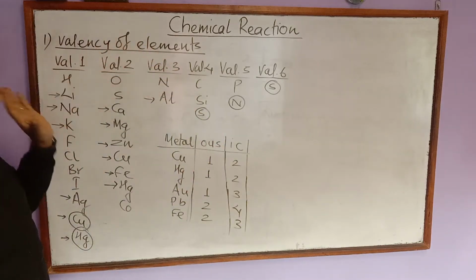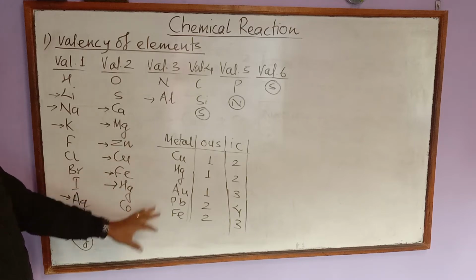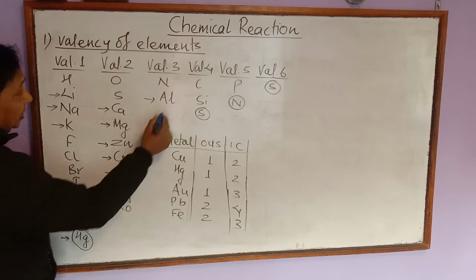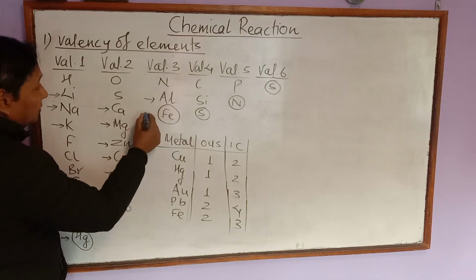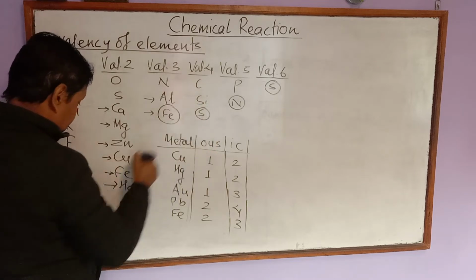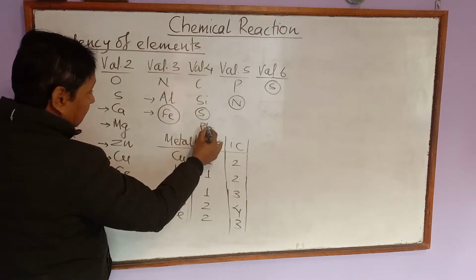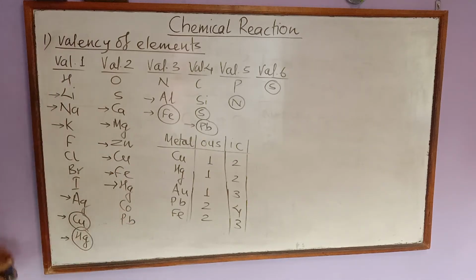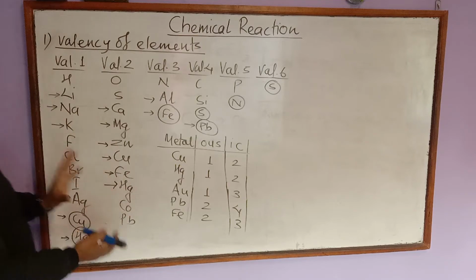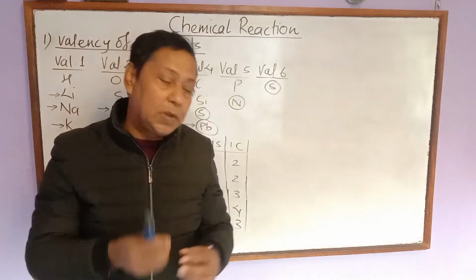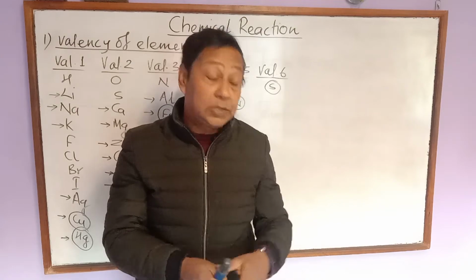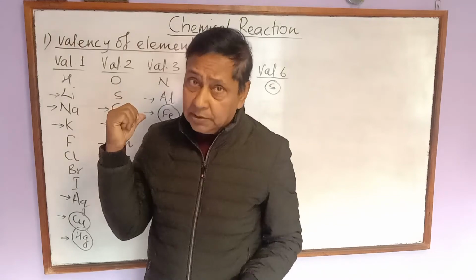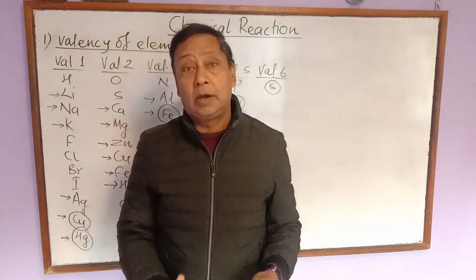Now after this much understanding, you will be able to start the chemical reaction. Here iron has valency 3 also, and lead has valency 4 also. Normally lead has valency 2. Okay, this is the frame of the elements which we use in chemical reactions frequently, which come in the book and other places. We have to remember their symbols and their valency.